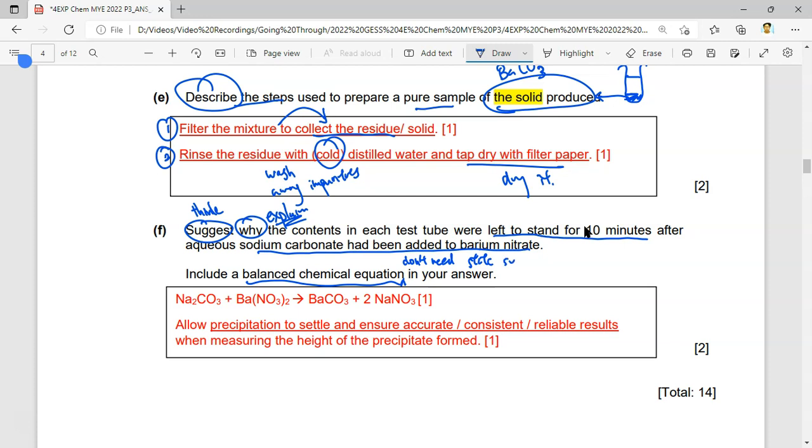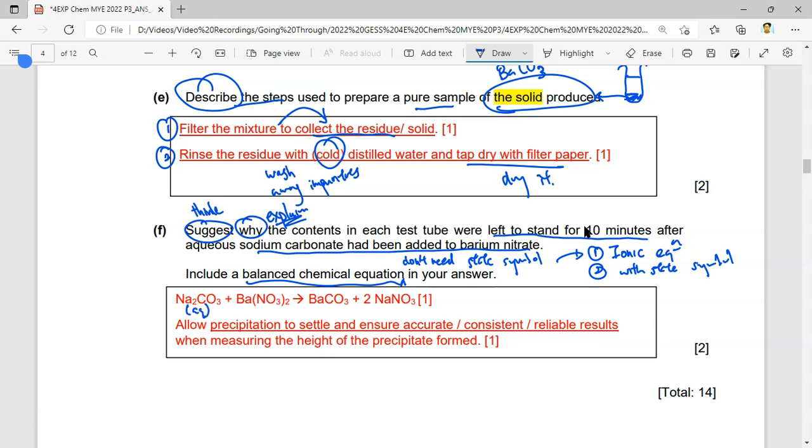Okay, normally if they want state symbol, when would you need to write? When you need to write is, first thing when you see ionic. Ionic confirm need state symbol one. Second one is when they say with state symbol. So in this case here, because they only want a balanced chemical equation, in actual fact, you don't need to write state symbols there. Okay? But with the state symbols, actually it helps.